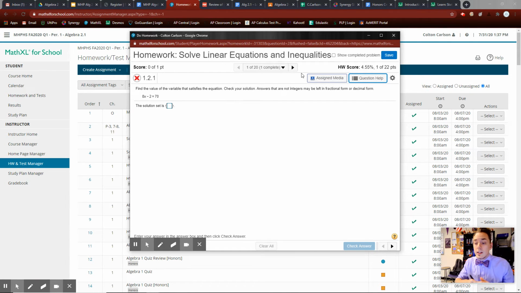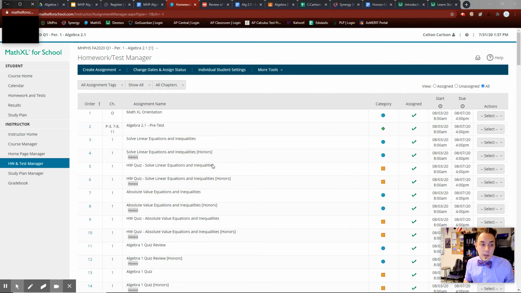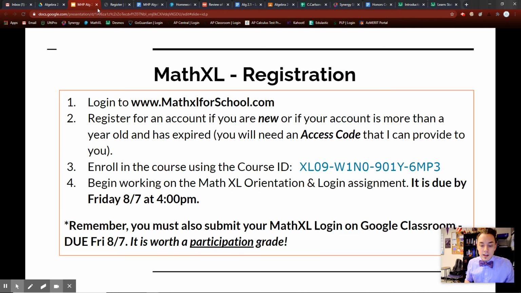So totally, so many different resources. I hope you guys utilize all of them, because this is a very powerful tool, and we're so thankful at Mission Heights to be able to provide it. Really, really thankful at Mission Heights to be able to provide something like this. Okay, fantastic. So that is MathXL. I hope I went through everything.